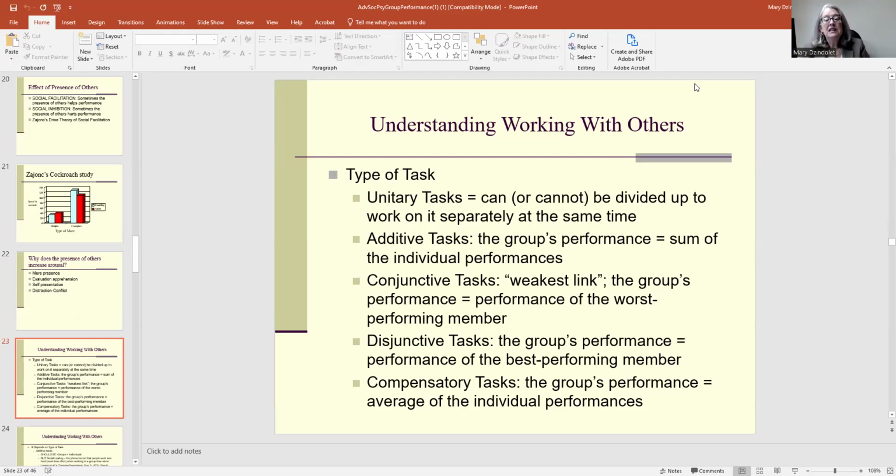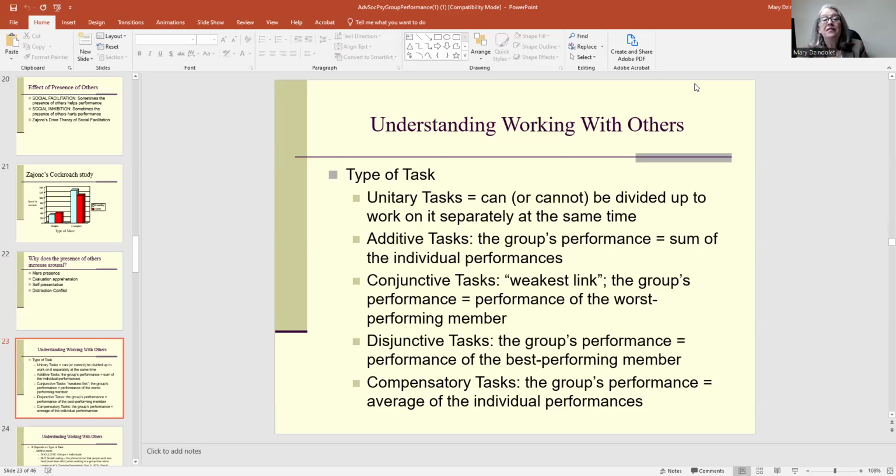We have the opposite of it, the disjunctive tasks. The disjunctive tasks are when the whole group's performance is equal to the performance of the best performing member. So think about, if you're playing Trivial Pursuit, all you need is one person on your team to know the correct answer, and your whole team wins. Your whole group gets that one correct. A lot of the bowls, like the college bowls for science or math, all you need is one team member to get it right, and the whole group gets it right.